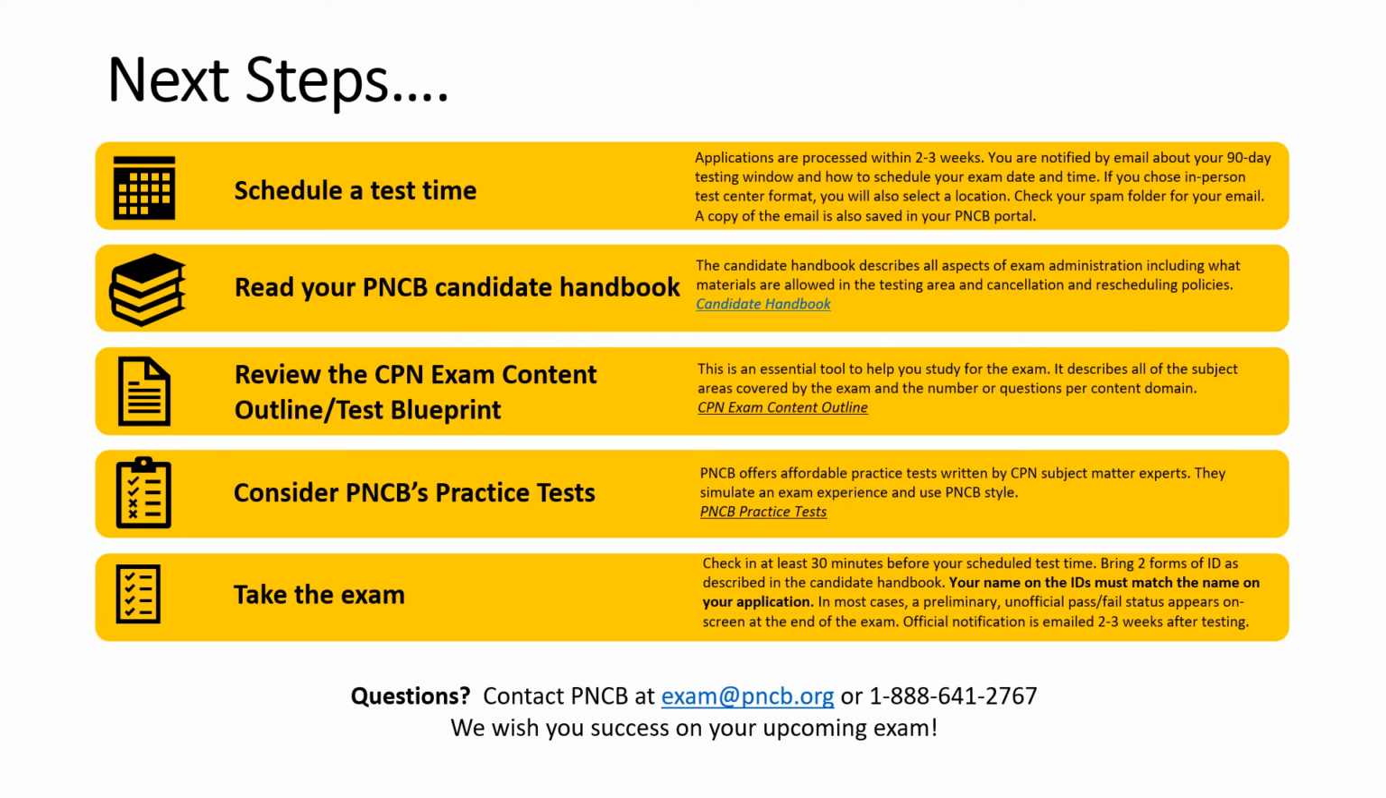Now you're ready for the next steps. Within 2 to 3 weeks, PNCB will email you next steps to schedule your exam. Be sure to check your spam folder for this time-sensitive email. Schedule a test time. Applications are processed within 2 to 3 weeks. You're notified by email about your 90-day testing window and how to schedule your exam date and time. If you chose in-person test center format, you will also select a location. Check your spam folder for your email. A copy of the email is also saved in your PNCB portal.